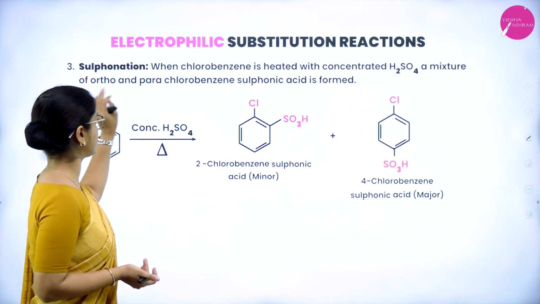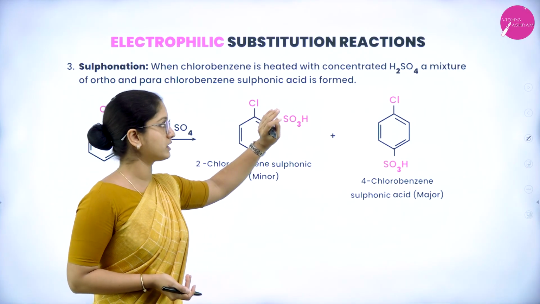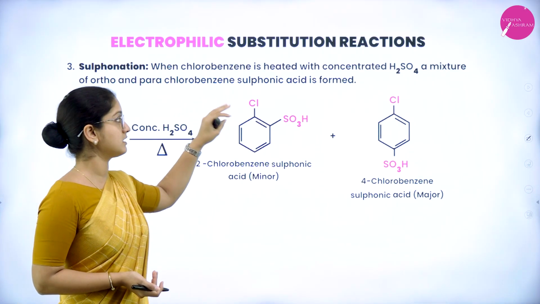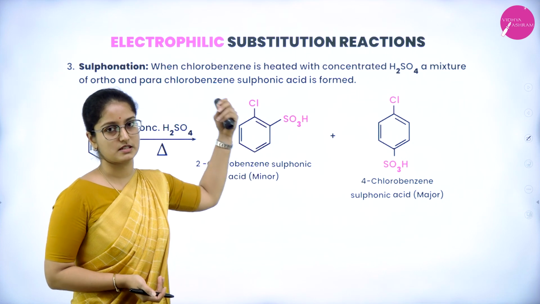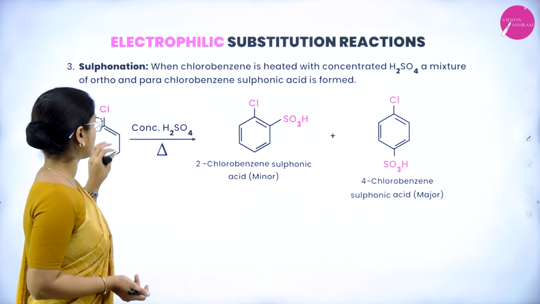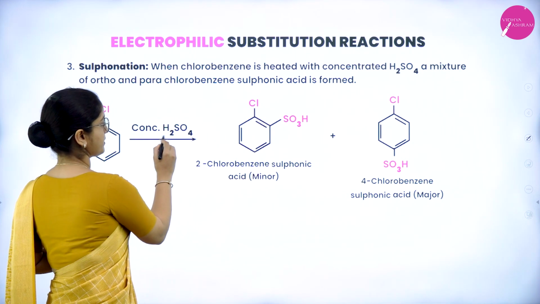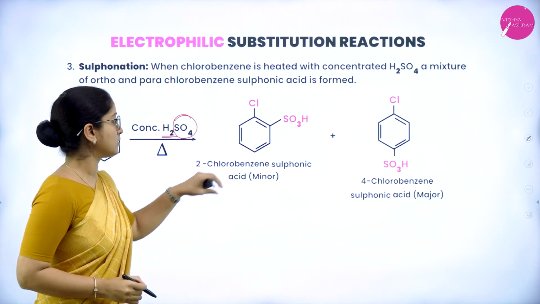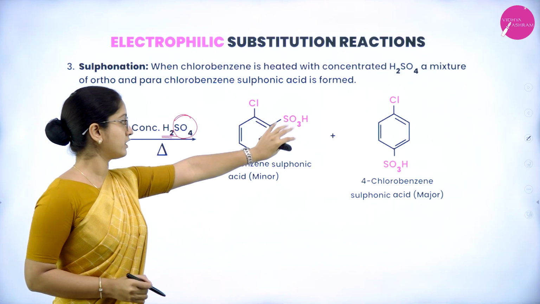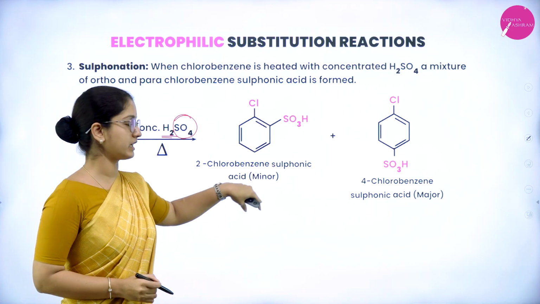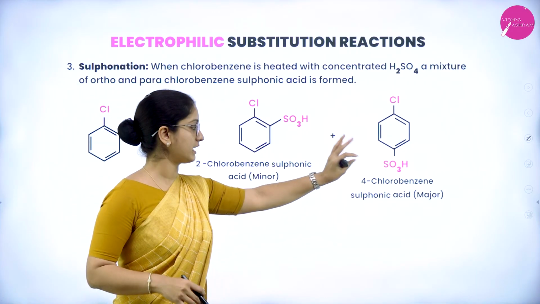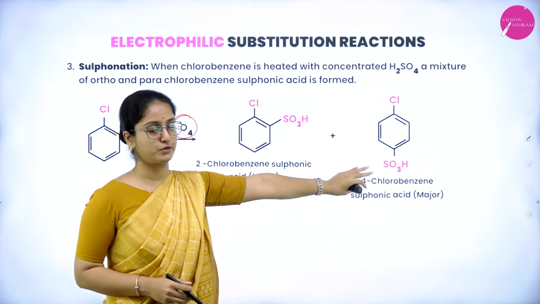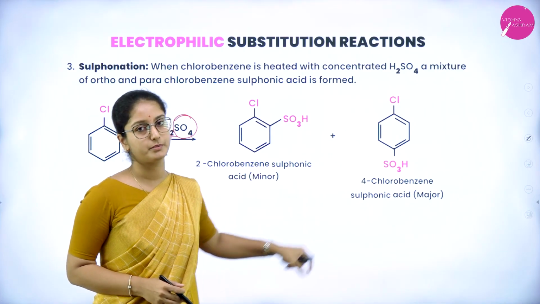So next is sulfonation. When chlorobenzene is heated with concentrated sulfuric acid, again a mixture of ortho and para chlorobenzene sulfonic acid is formed. So it is known as sulfonation. So chlorobenzene along with the presence of concentrated sulfuric acid, this consists of a sulfonic group. So this sulfonic group is in the position of 2, therefore 2-chlorobenzene sulfonic acid, it's a minor product. Again, 4-chlorobenzene sulfonic acid is in the 4th position, so therefore it is a major product.